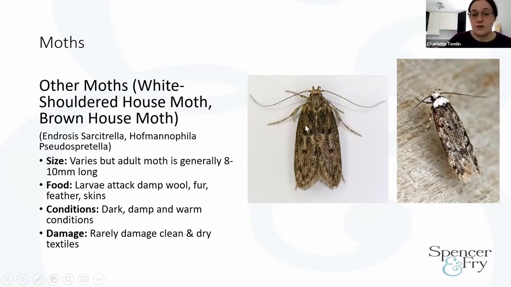So these are the white-shouldered house moth on the right, so called because it very clearly has a white head and shoulders. So that's very easy to identify. And then the brown house moth on the left. So these are similar size, a little bit bigger than the others, 8 to 10 millimeters long. Larvae are very similar, white. But they do need very humid conditions. So we won't worry about them too much.